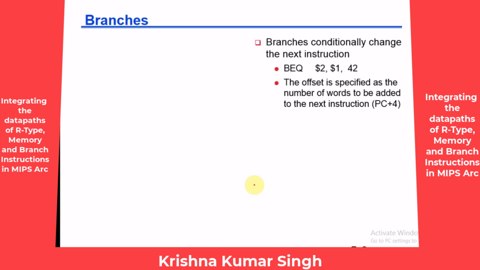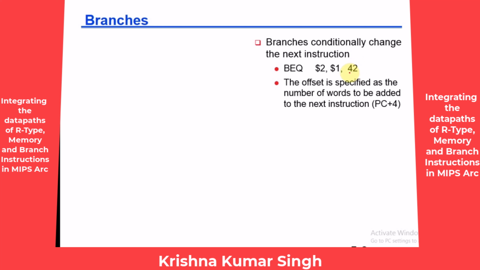Let's check the branch instructions, for example, branch equal. We will compare the contents of these two registers that are assigned to under our Sun1. And if the contents are equal, then we will jump to one location.